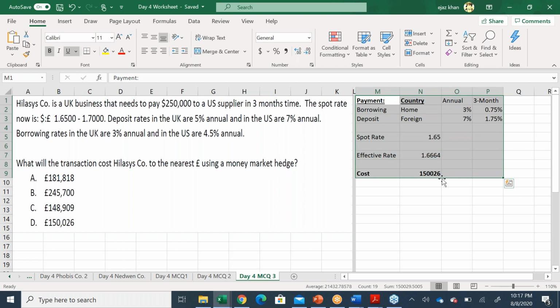And the plus point of this method is that sometimes the examiner just asks for the effective rate, which is very difficult to calculate using the other method. So sometimes it asks for the effective rate if the company goes for a money market hedge. This is the effective rate, and this is in dollars, right? Whatever the spot rate was in dollars, this rate should also be in dollars.